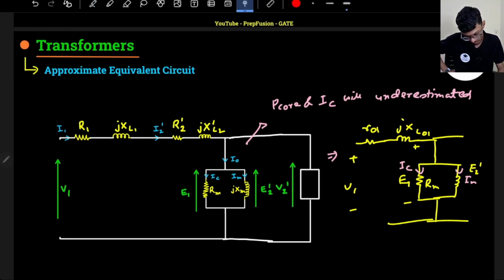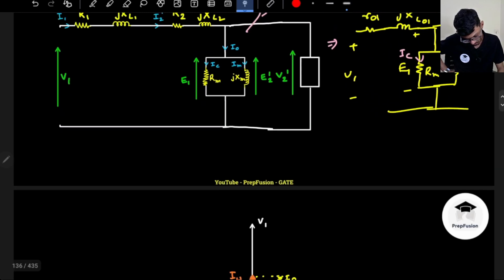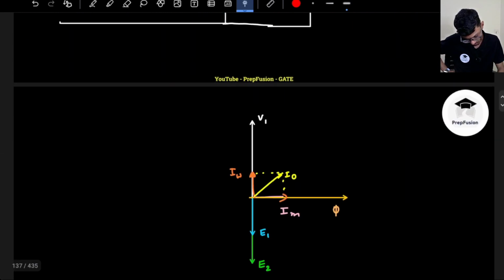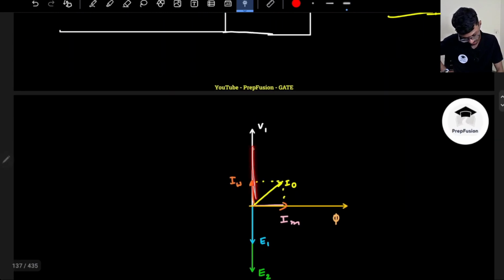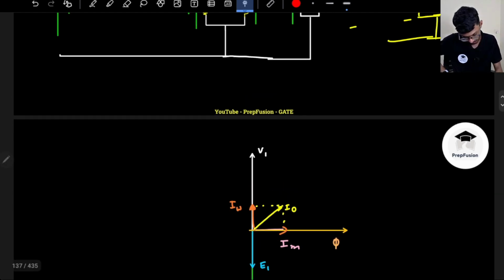Okay, so actually my E1 is in this direction only if it is an ideal transformer, but we have shown it here just to show that it is opposing in nature. That's it. Okay, so actually if I know my flux is here and my current I1, I have to find out the current I1.